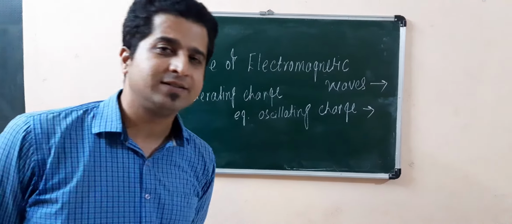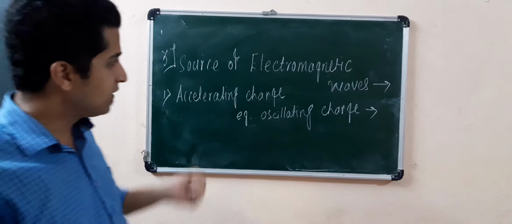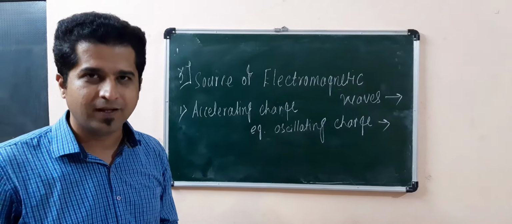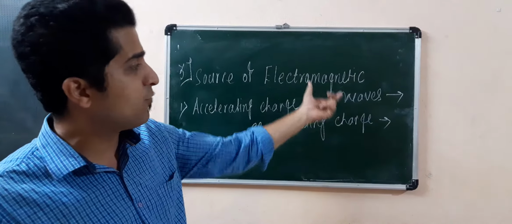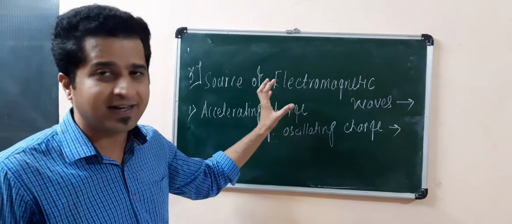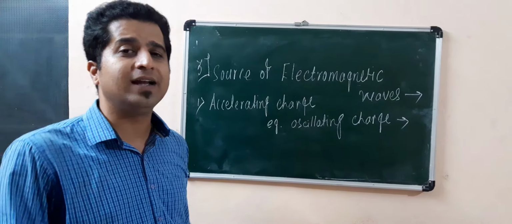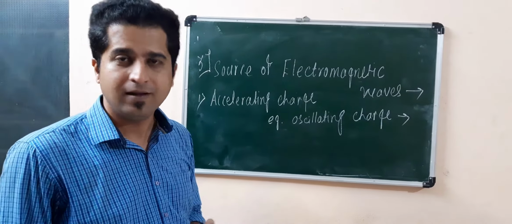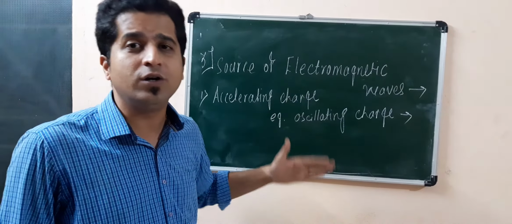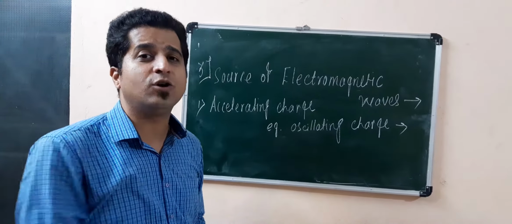Okay students, now we'll study the third point from this chapter, electromagnetic waves. That is, what are electromagnetic waves and what is the source of electromagnetic waves. From the name itself we can understand that electromagnetic waves are the waves which have electric as well as magnetic field inside them. So these waves have both electric as well as magnetic field. And in electromagnetic waves, the electric and magnetic fields are perpendicular to each other, and they are also perpendicular to the direction of propagation of the wave.